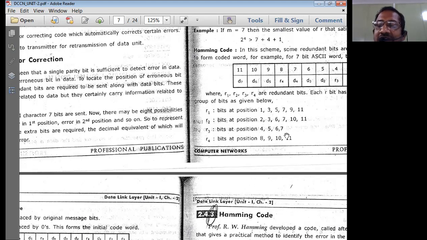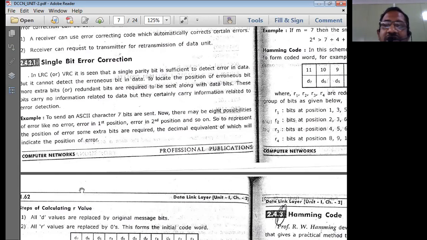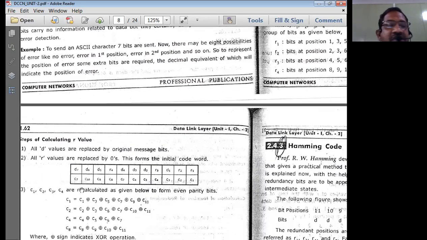So 4, 5, 6, 7 are the bit positions. Then you have to skip 8, 9, 10, 11. We got only up to 11, so we stop here. R4 means we start with 8 and we have to write the numbers in sequence for 8 numbers, if at all there. That means 8, 9, 10, 11. 11 is the last bit position, so we stop over there. Like that, we simply write the bit positions for R1, R2, R3, and R4 for the receiver.